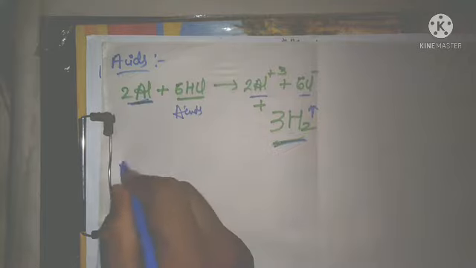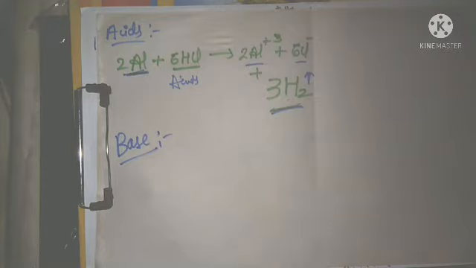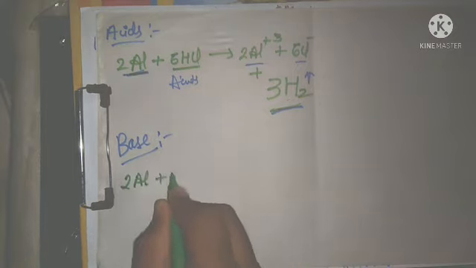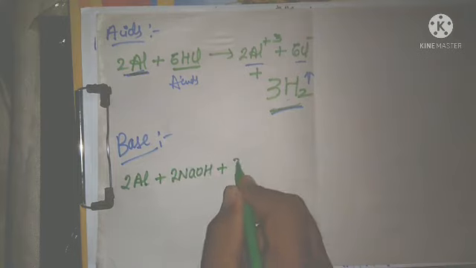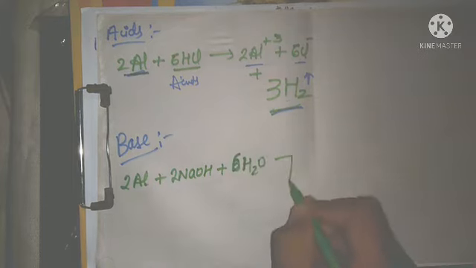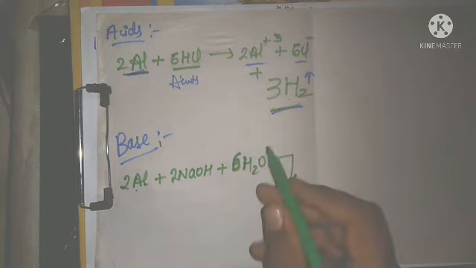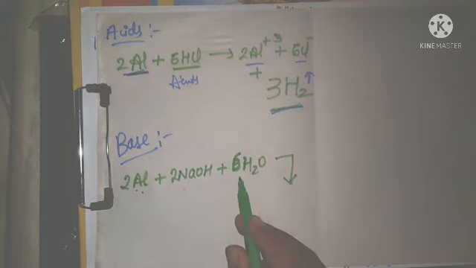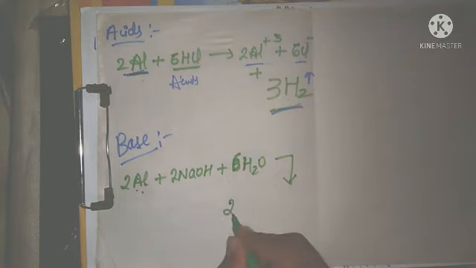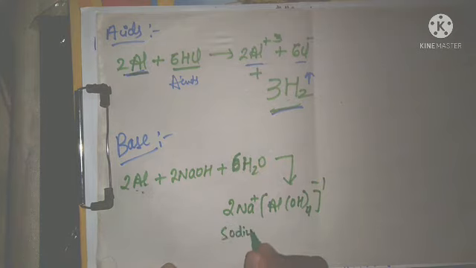Now we will go for the reaction of aluminium with base. How it will react with the base, we will see. Here it is. Same 2 moles of aluminium, when reacted with the base, that is sodium hydroxide, in presence of water, for balancing 6 moles of water is required. Means when aluminium is reacted with the aqueous base, more amount of water is there. 2 moles of Al react with 2 moles of NaOH and 6 moles of water to form one complex. What is that complex? It is 2Na+ [Al(OH)4]-.